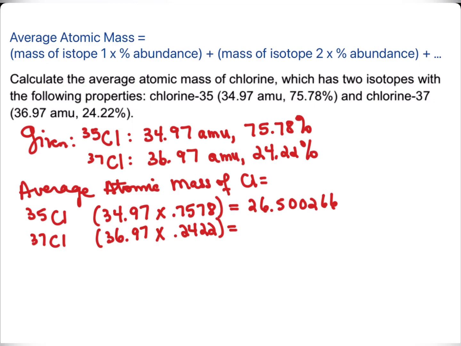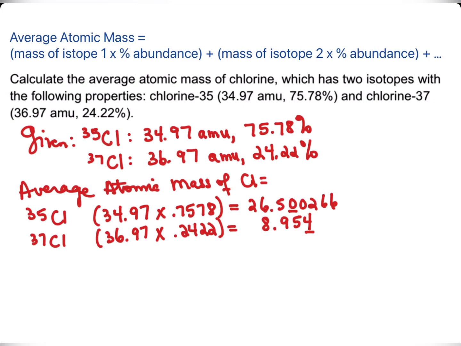And 36.97 times 0.2422 is 8.954. Now, I want to, like I said, not estimate too early, but I want to keep a memory. I want to tell myself that the first parentheses would have produced 4 sig figs for a final answer. So I'm going to go ahead and underline my fourth significant figure. My second parentheses should have produced something with 4 significant figures. So I'm going to underline my fourth significant figure.